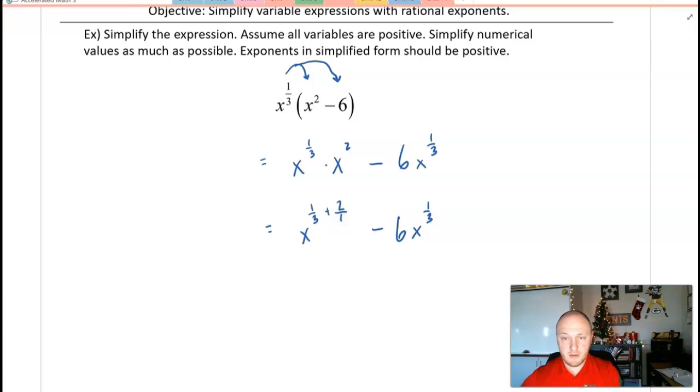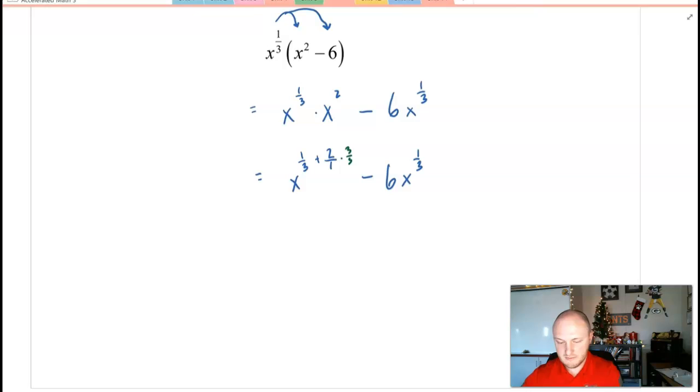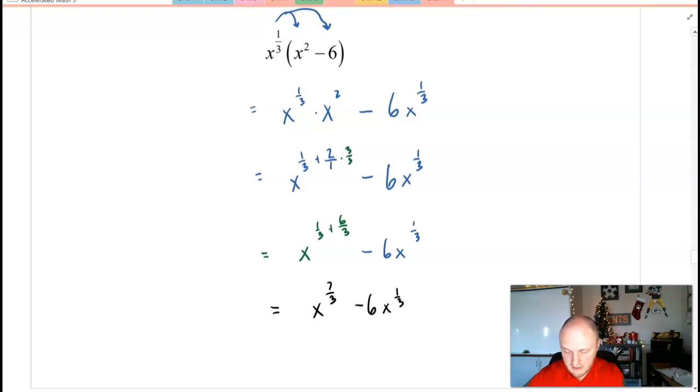Okay, and I need to find a common denominator. So 3 is the easiest. So we get x to the power of 1/3 plus 6/3 minus 6x to the power of 1/3. And we get x to the power of 7/3 minus 6x to the power of 1/3. Okay, and that is simplified, believe it or not. That's it.